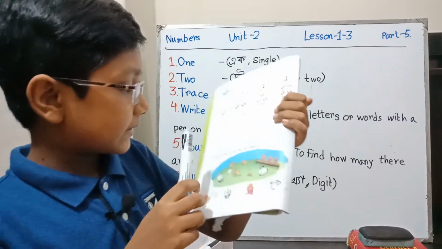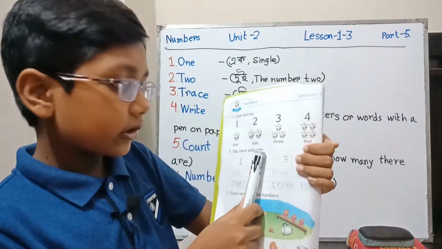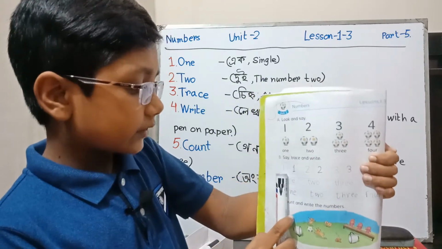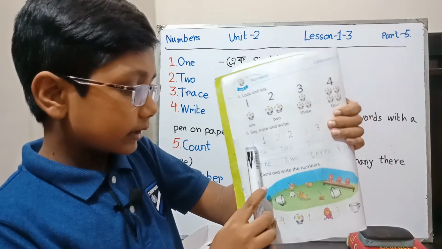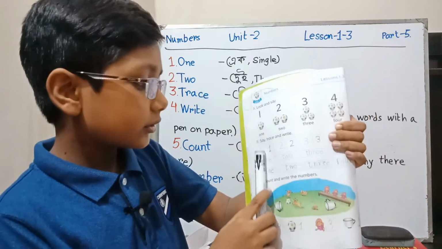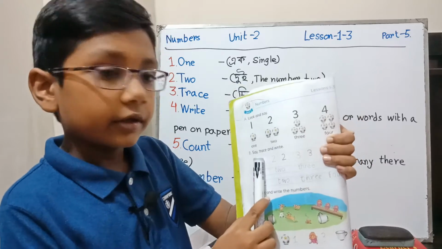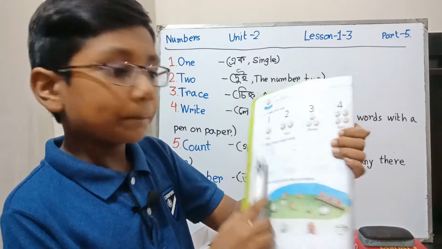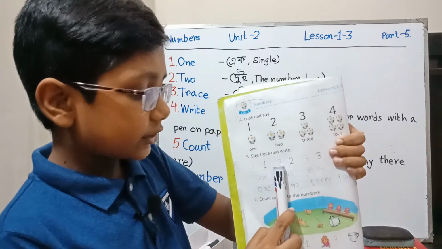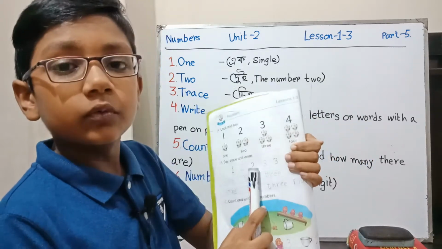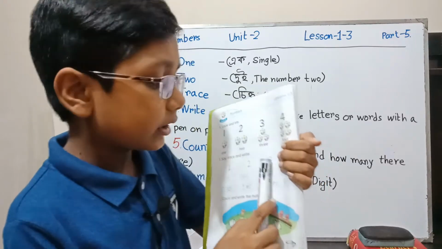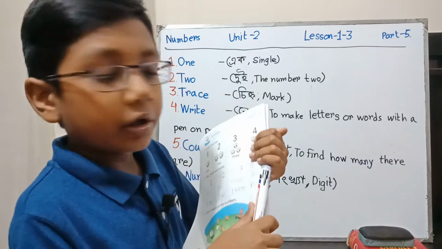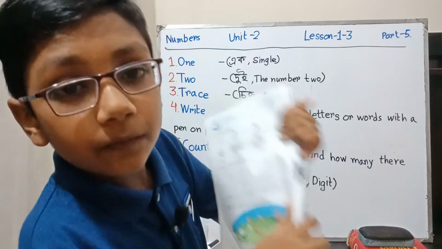Next, say, trace, and write. Here it's drawn one, so you have to write one in this gap. Here, this is two, so you have to write two. Here, this is three, so you have to write three. Here, this is four, so you have to write four.